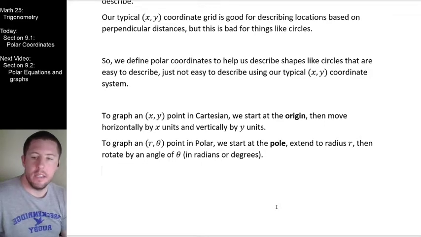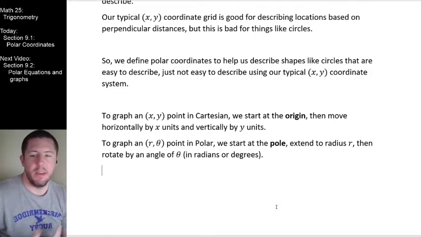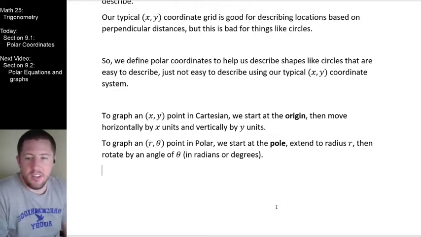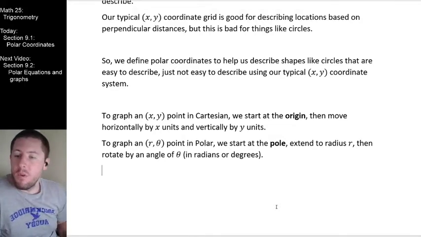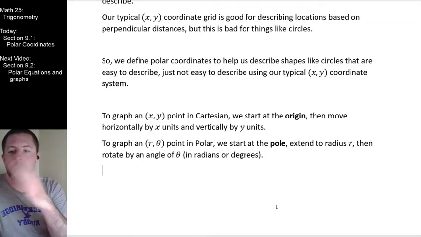In our polar system here, we refer to the origin. This is just a naming thing, it's not really that big a deal. I still generally call it the origin anyway, but its more formal name is the pole, and that's because of the fact that we're doing rotation around it.